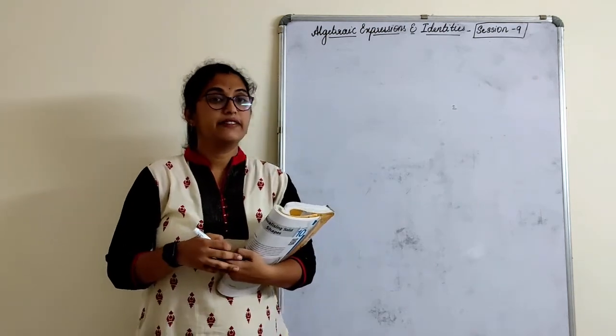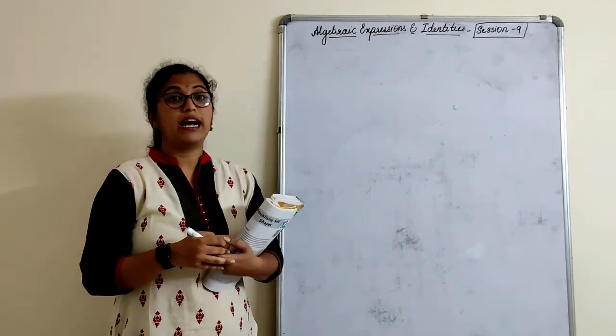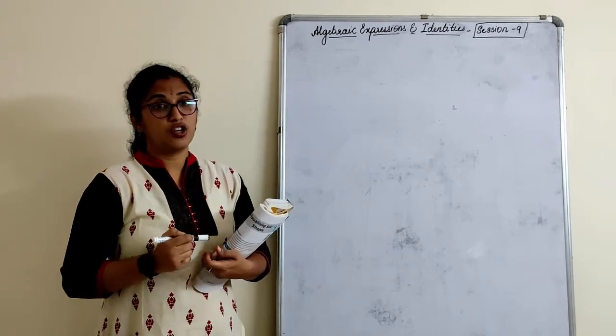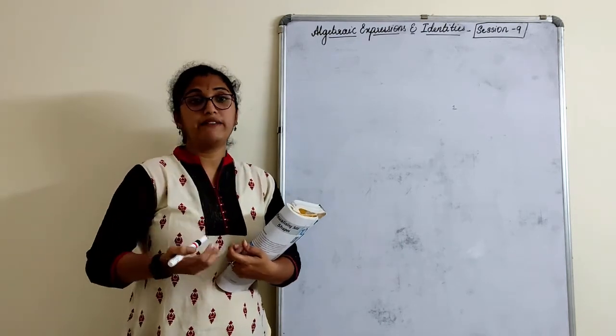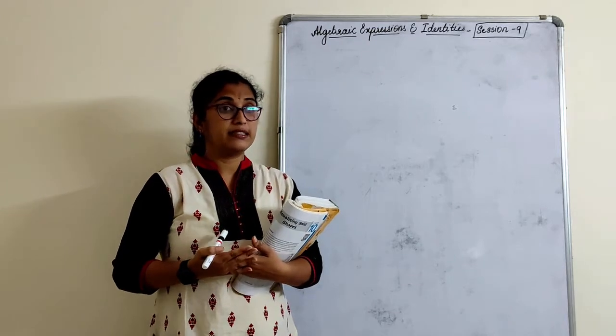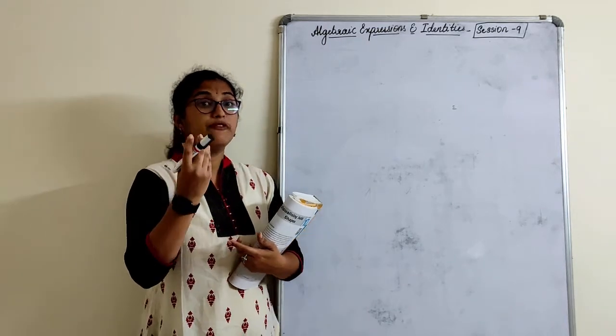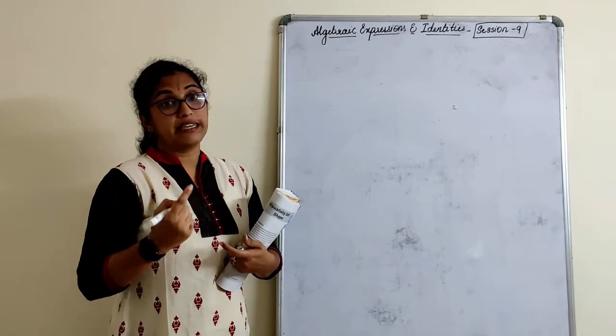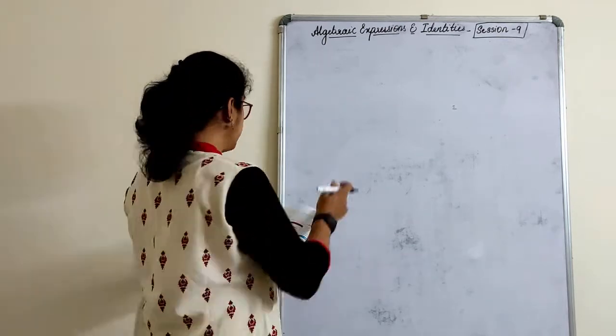Good morning. We will start session 9 on chapter Algebraic Expressions and Identities. And this will be the last session of this chapter. Till now we have understood all the algebraic identities and how to apply them when variables are given. In today's session we will study how to apply these identities when numbers are given.